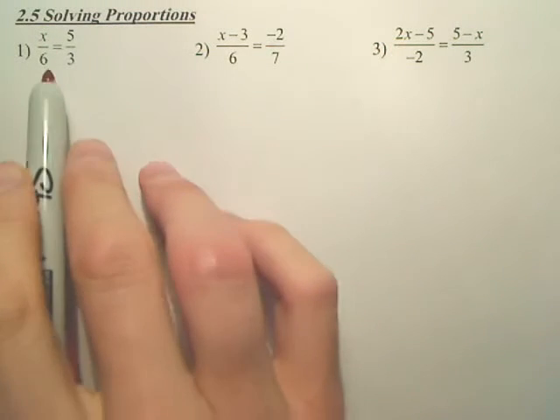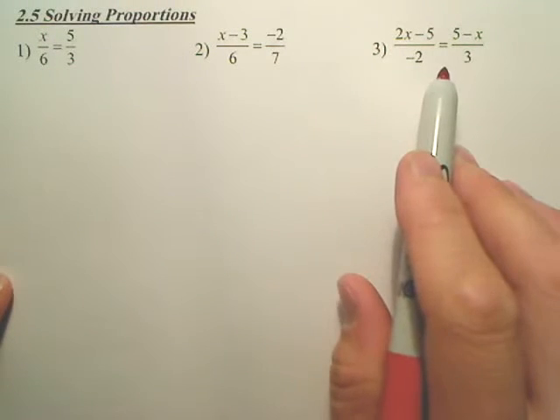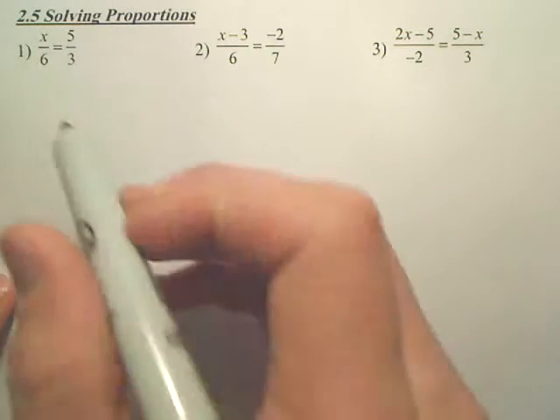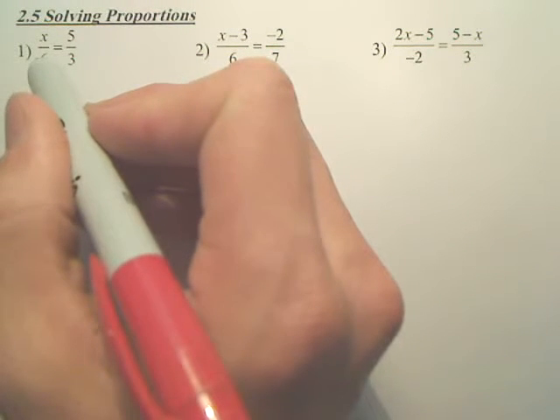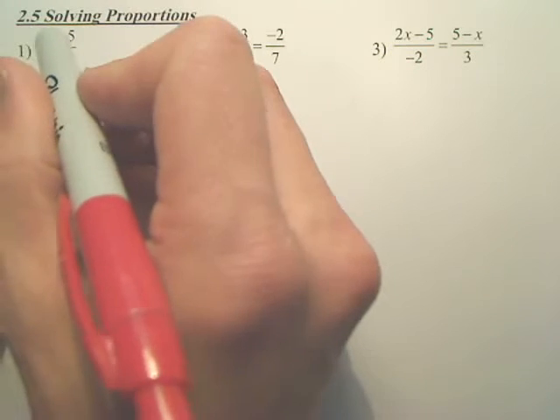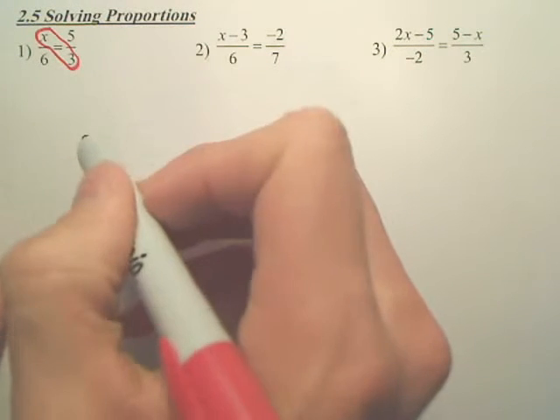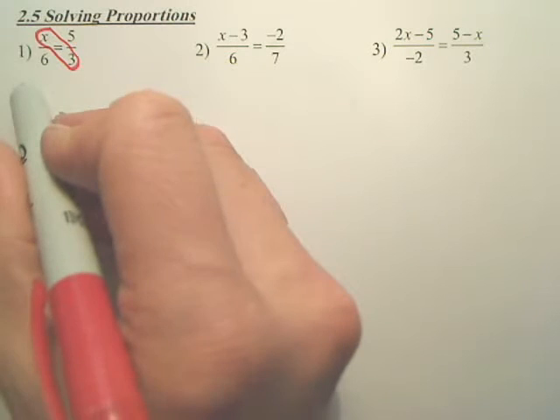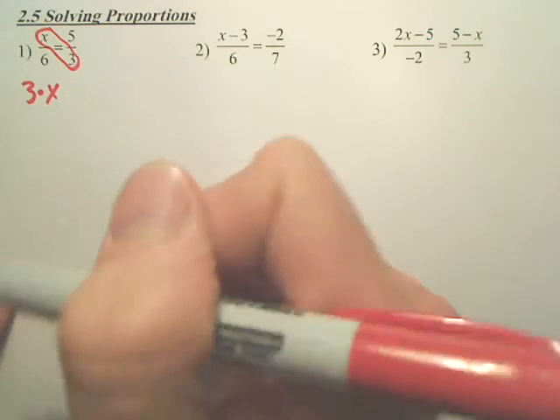Solving proportions. As you can tell for all of these, they're fractions equal to fractions. It's called a proportion. The easiest way to solve a proportion is called cross multiply. And basically, you do exactly what it says, cross multiply. You multiply across. So that's 3 times x, or x times 3.